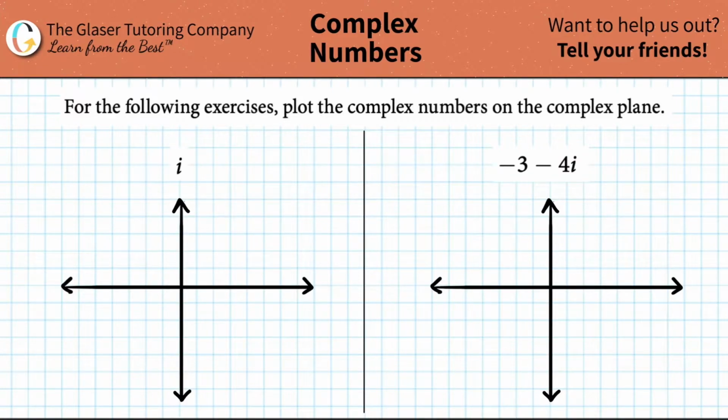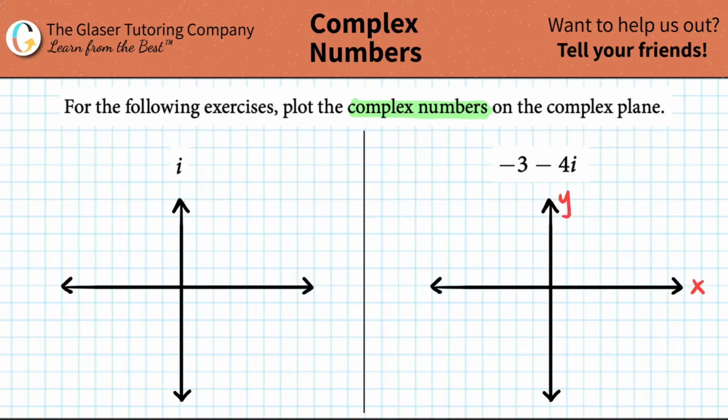Following exercises, plot the complex numbers on the complex plane. Okay, so we have two examples here. We just have an i value, and then we have -3 minus 4i. What I want to do is start with this one first, because the concept would be easier to get for this one, and then we go back to this simple little i guy.